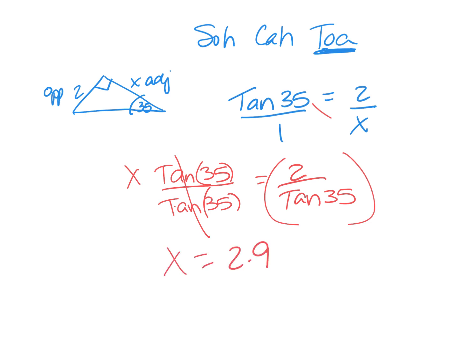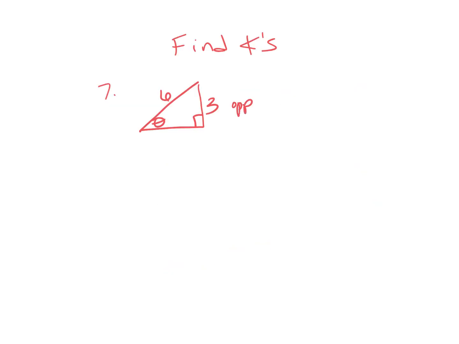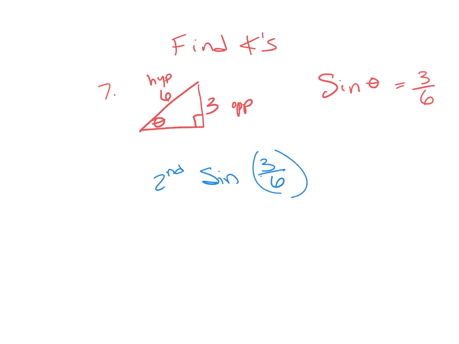X equals what? So the 3 is the opposite side, and the 6 is the hypotenuse, and that's sine, because sine is O. So sine of the angle, do we know the angle? No, so you put theta equals 3 over 6. Okay? When you're looking for an angle, do you guys remember what button you push? You push second sine of 3 over 6. Everybody key that in.